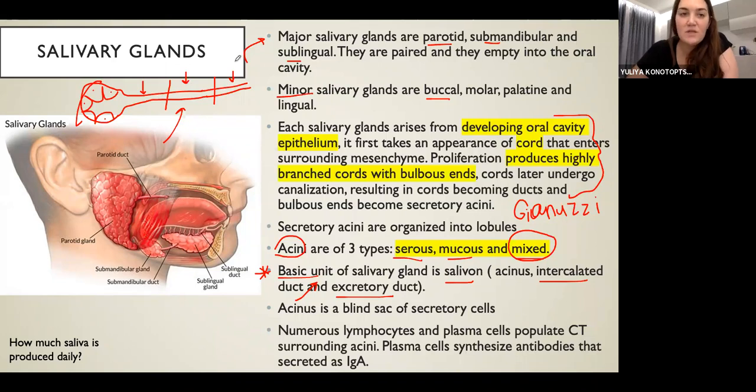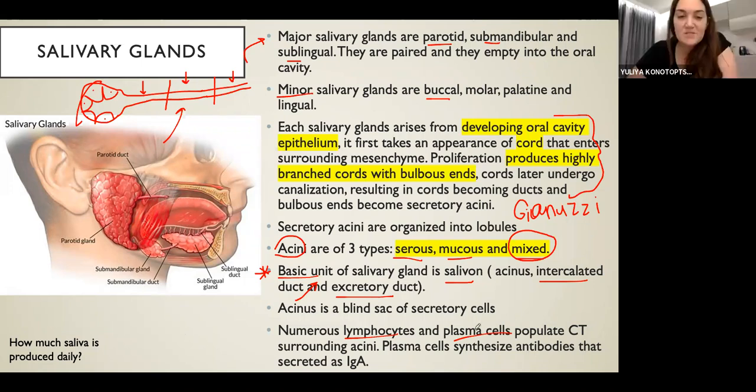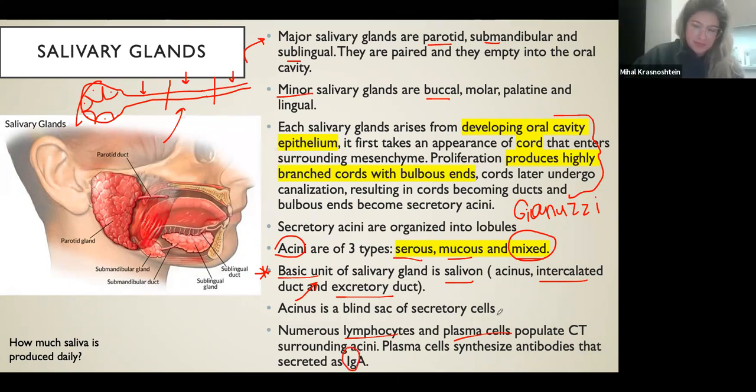As you can see, within the connective tissue of the salivary gland, we have lots and lots of lymphocytes and plasma cells. Who remembers what plasma cells are? At least what do they do? They make antibodies. Very good. How do we call an antibody in medical language? We call it immunoglobulin, okay? Ig, immunoglobulin.